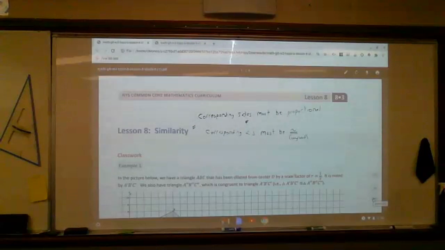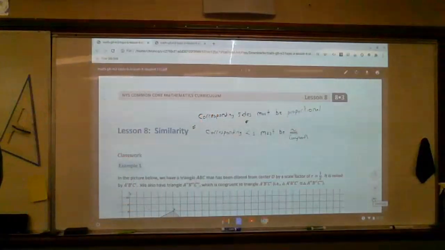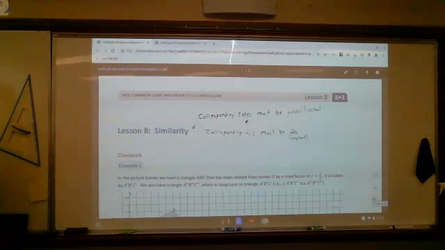So we're going to need to copy this down because I'm going to leave this. Okay. So this is really what similarity means. If I want to prove that something's similar, all of the corresponding sides need to be proportional, and all of the angles, A prime and A, are both 60 degrees, or whatever they happen to be. B and B prime both need to be exactly the same. C and C prime need to be exactly the same. That's what similarity means. Are we good here?